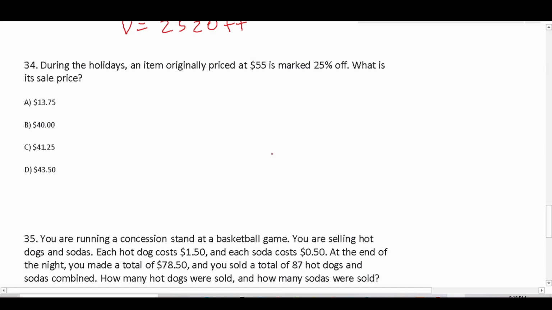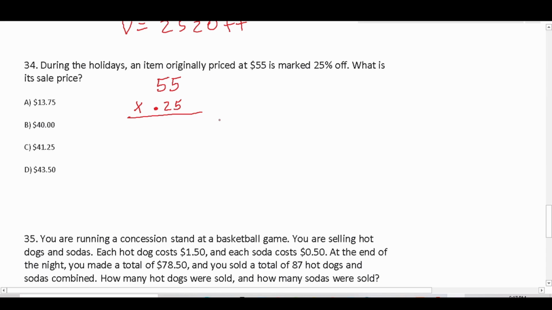All right, number 34 says, during the holidays, an item originally priced at $55 is marked 25% off. What is its sale price? So first we have to find out what 25% of 55 is, and then we have to subtract that from 55. So let's go ahead and work on doing that. Again, we want to find what 25% of 55 is. So I'm going to take 55 and multiply it by 0.25.